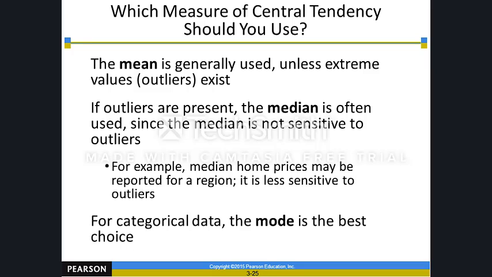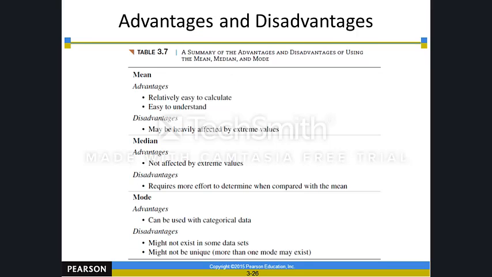So how do I know which measure of central tendency is a better choice to use? Remember, the mean is generally used unless we have outliers. If we have outliers, then the median is a better option. And if we have categorical data, then the mode is the best option for us to use. So when do you use mean? You use mean when you don't have outliers. Median is best when you have outliers. And the mode is best when you have categorical data. In this table, we have the advantages and disadvantages for the mean, the median, and the mode.